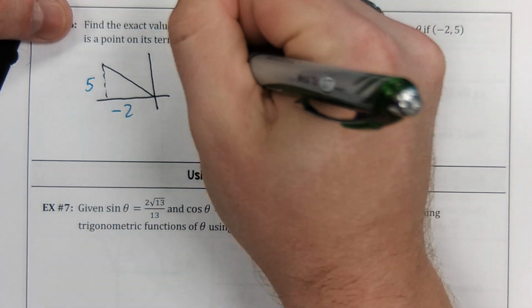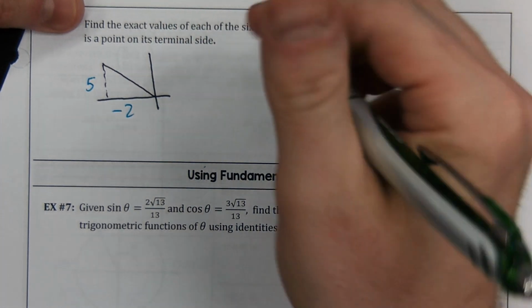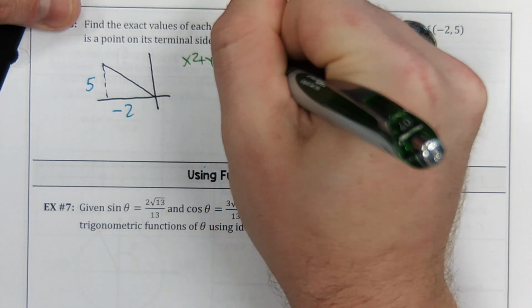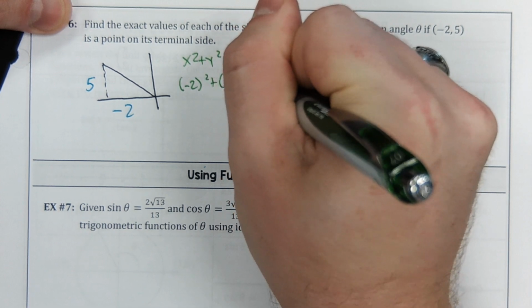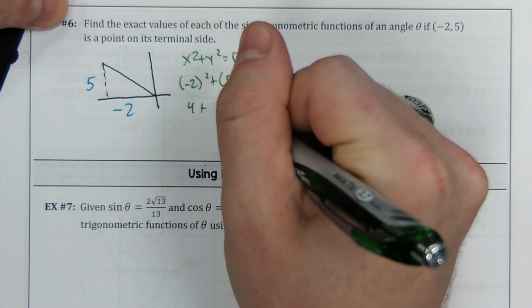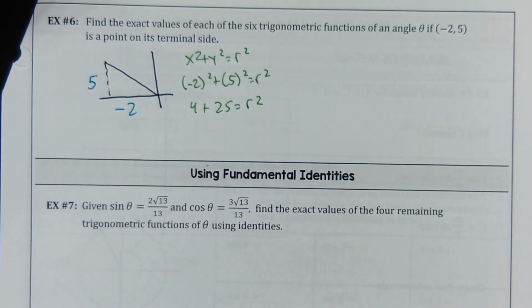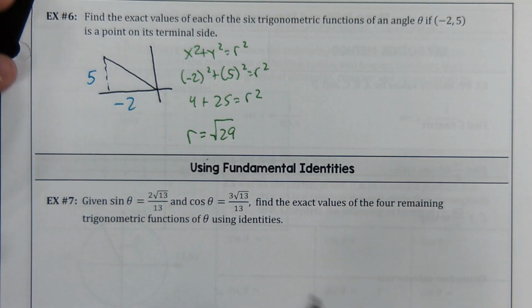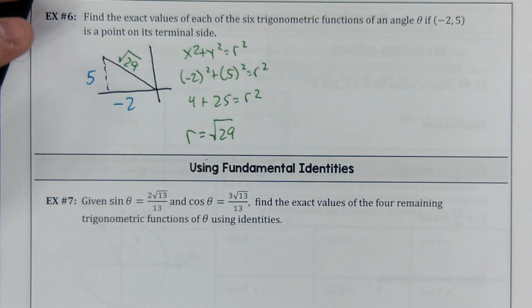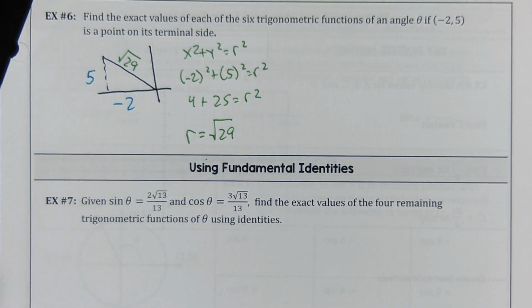Pythagorean theorem. So x squared plus y squared equals r squared. That's 4 plus 25 is r squared. Now r is always positive because it's the radius of a circle. Take the square root of both sides and you get that the radius is the square root of 29. Now that we have x, y, and r, we can find the value of all 6 trig functions. Yep, all 6. Let's start with sine.